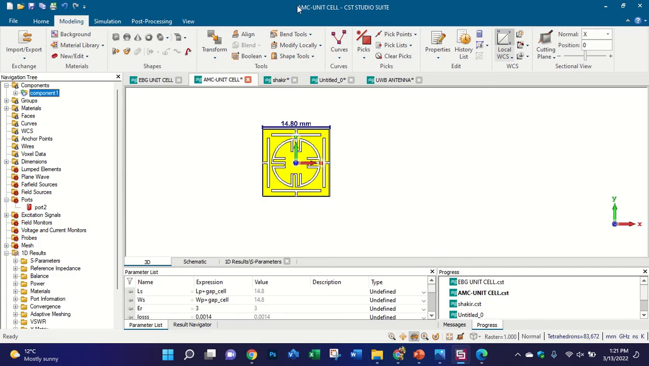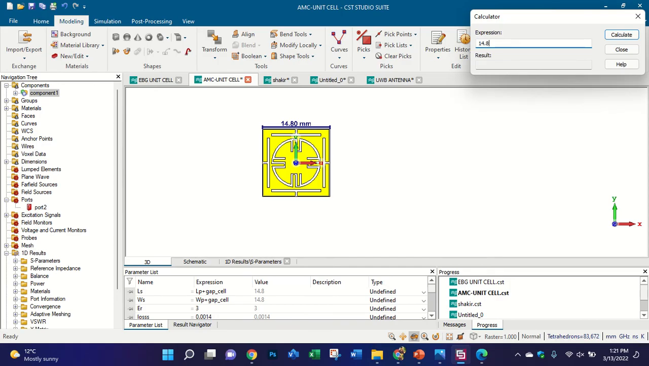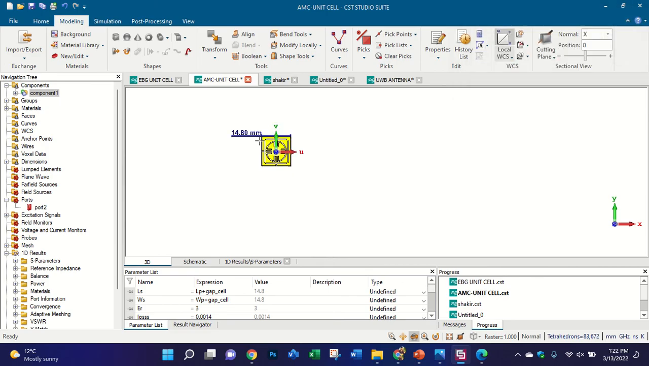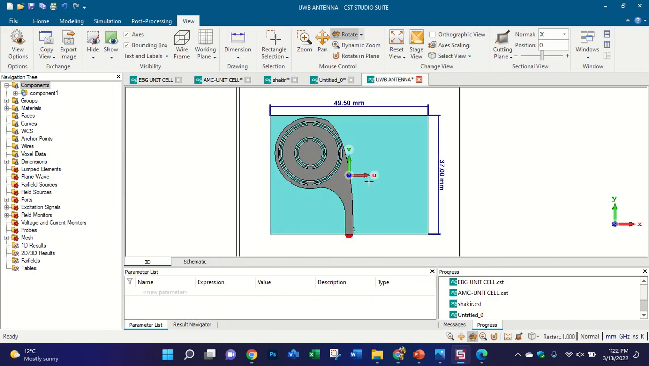So we have 14.8, and if we multiply with 5, we get 74. If we multiply with this one, the size is smaller. Yes. And we cannot take half. So I need an array of 4 cross 4. I mean I need a 4 cross 4 array of this unit cell to keep this unit cell behind this antenna.